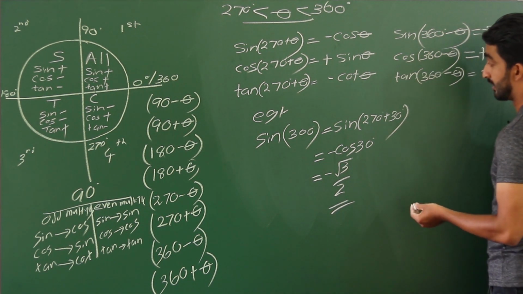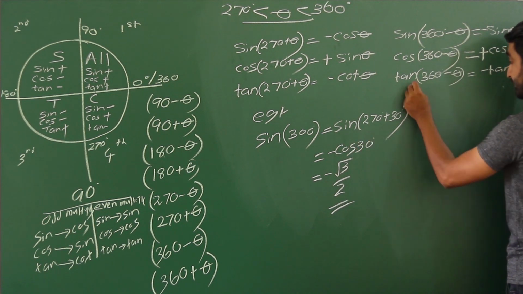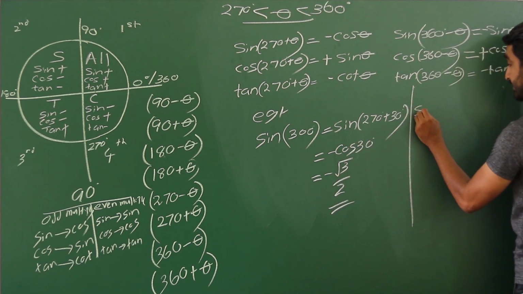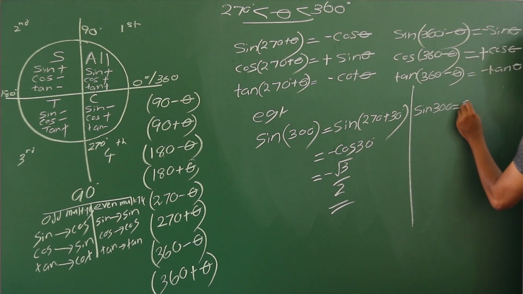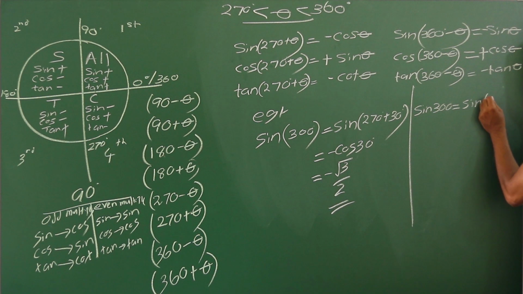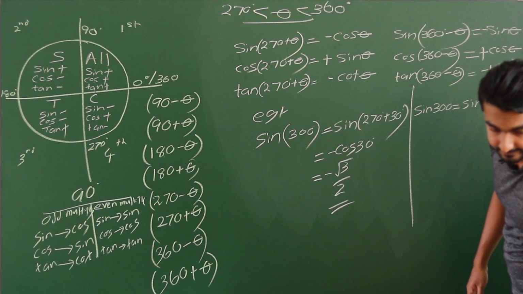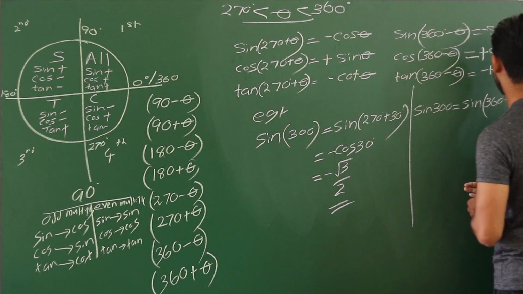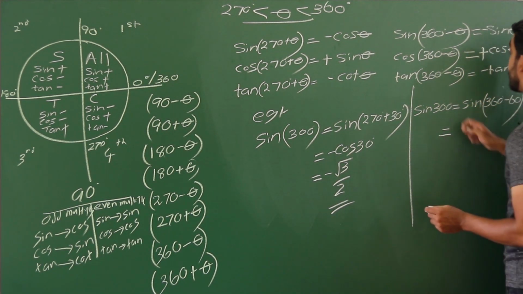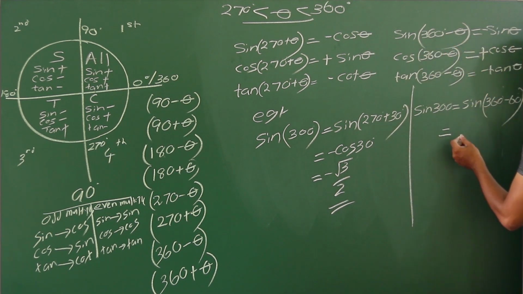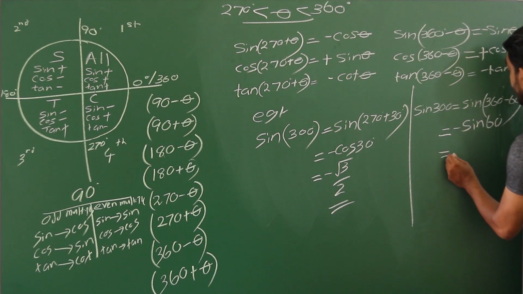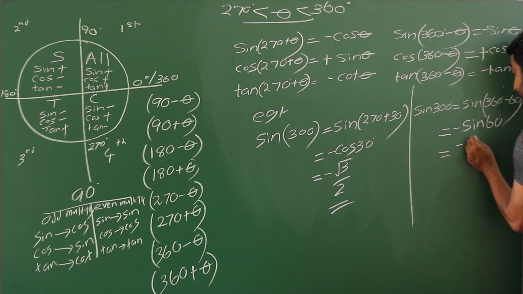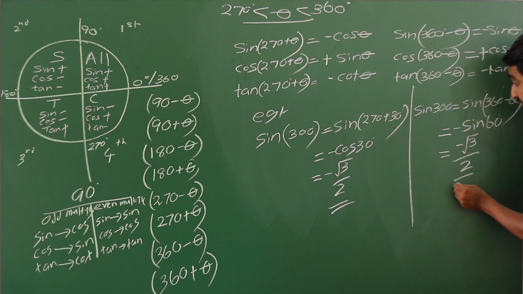Example, we'll take the same example, sine 300 equals sine 360 degrees minus 60 degrees. Now sine 360 minus theta means minus sine theta, so it is minus sine 60, which is, now sine 60 is root 3 over 2, minus root 3 over 2, we get the same answer.